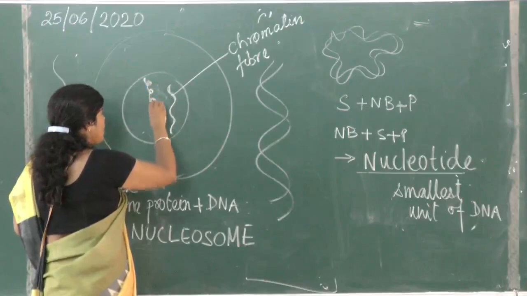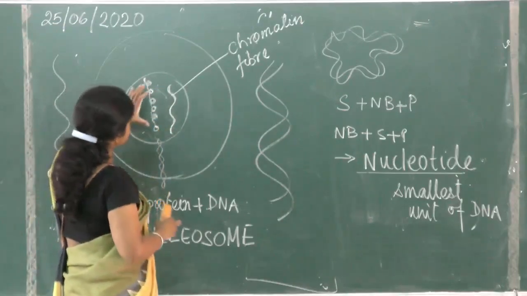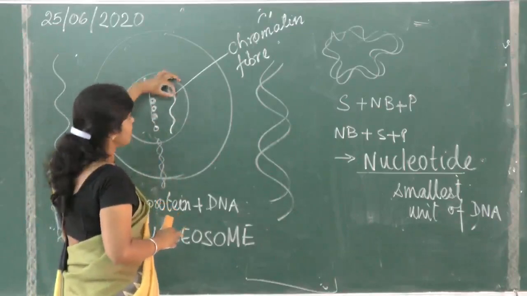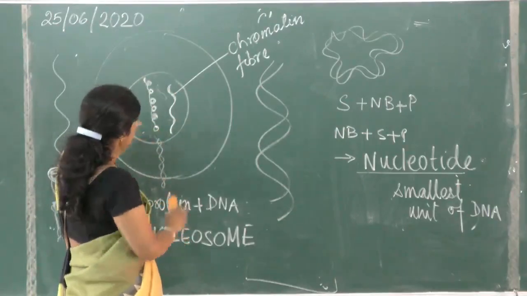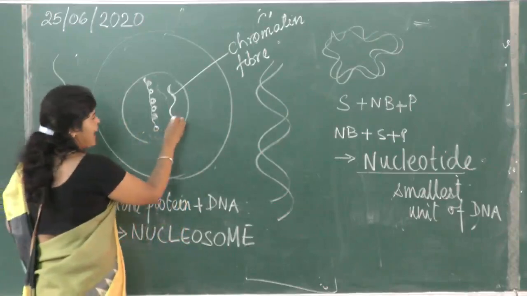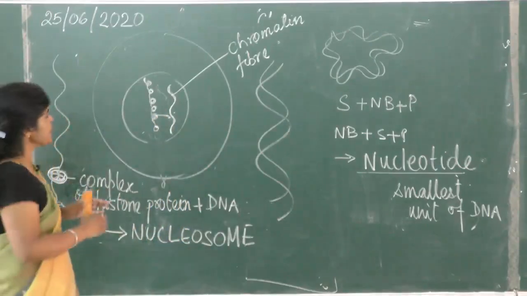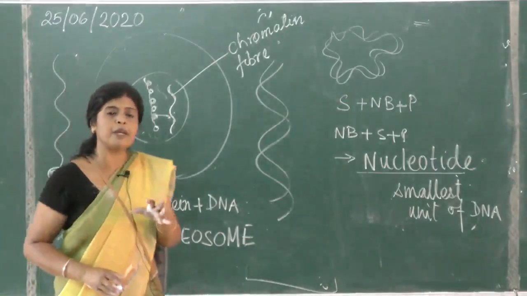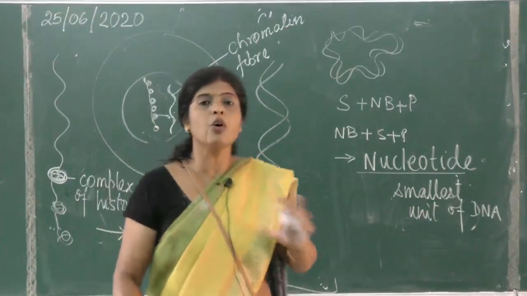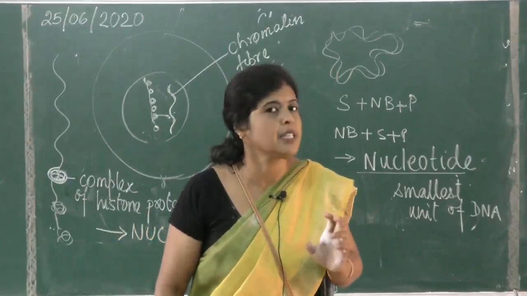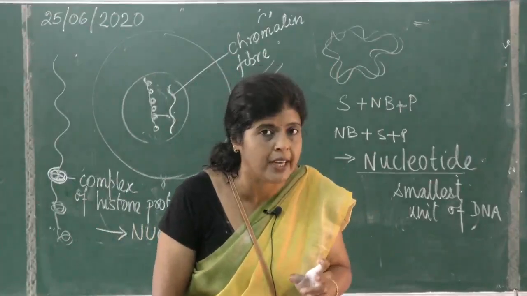Is it clear? Throughout its length it is winding itself several times, and it has shortened and thickened. It is not that long and thin. It has shortened and thickened, and now this has formed into chromatin fiber. Chromatin fibers are present throughout the non-dividing phase of a cycle, when the cell is not dividing.